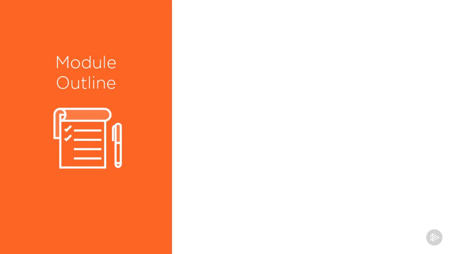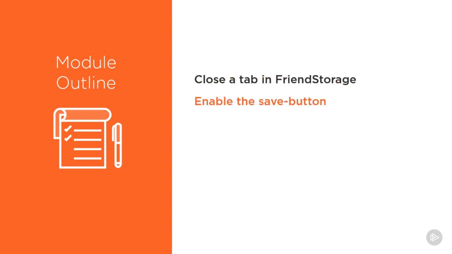We start this module by testing and implementing the logic to close a tab in the friend storage application. Then we will enable the Save button if the user has made changes to the current friend. We will also implement the actual save logic so that when the user clicks the button, the friend is saved by using the data provider.